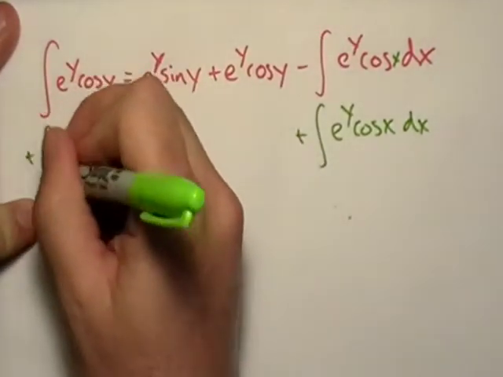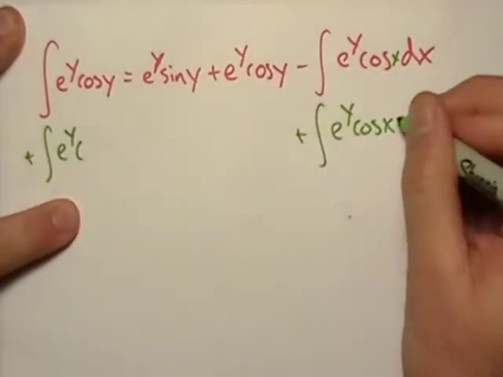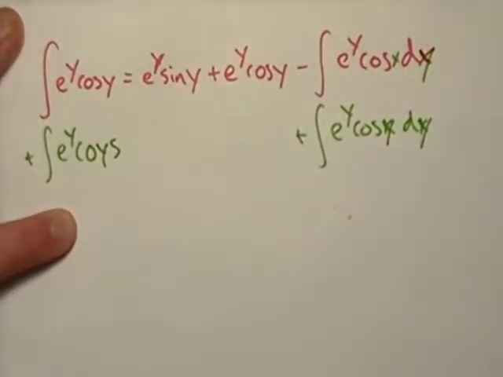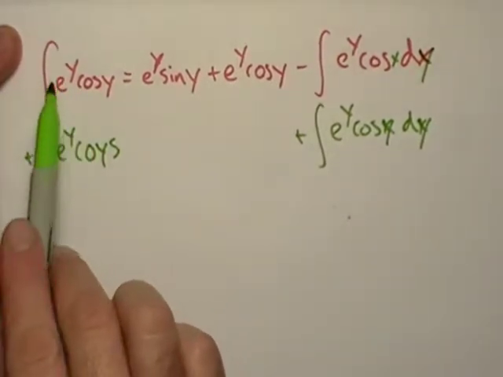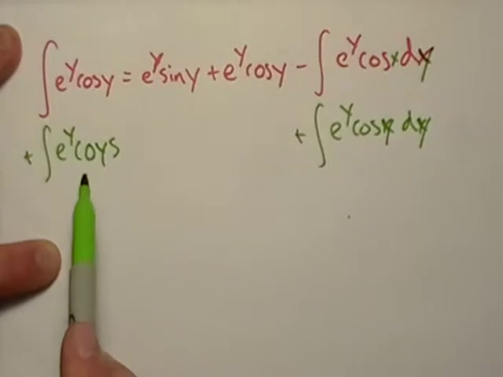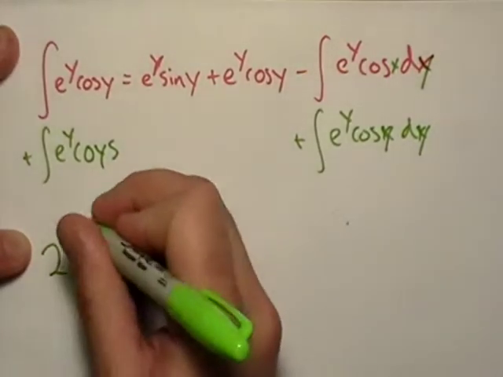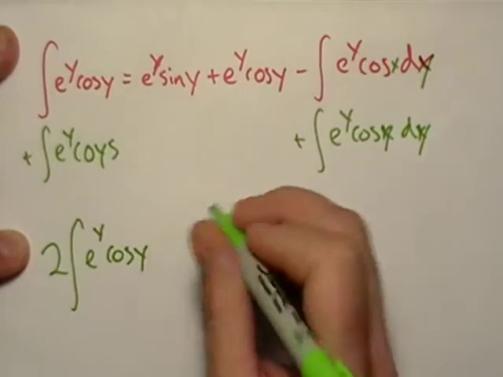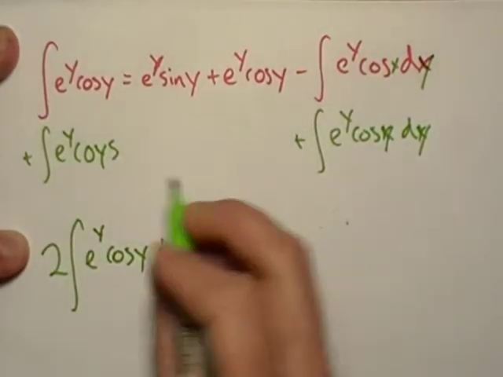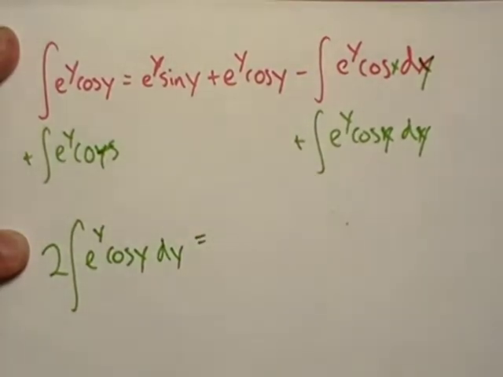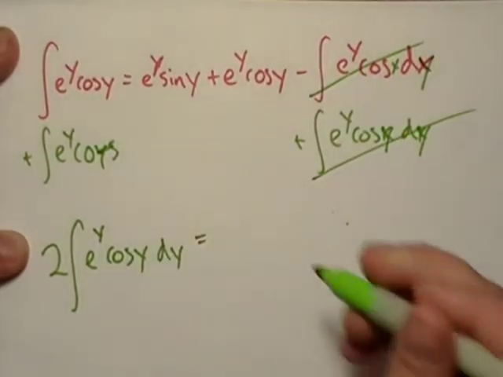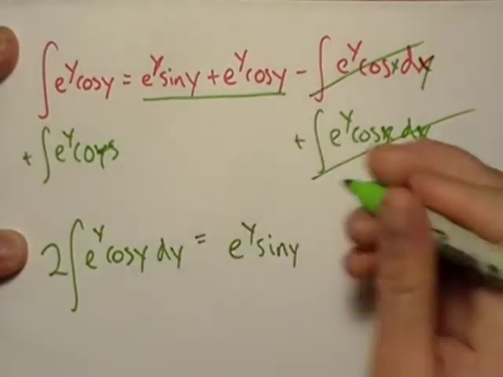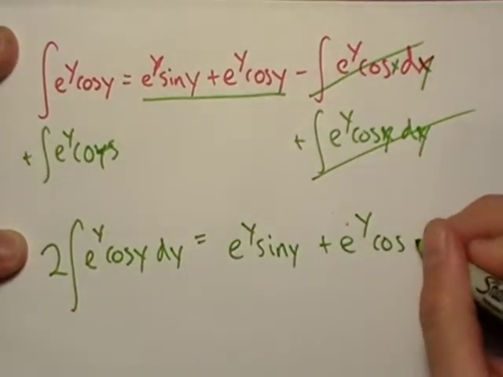So e to the y, or actually it's y, I'm sorry, cosine y. Okay, so now if I add the integral of e to the y cosine y plus e to the y cosine y, well, it's just 2 e to the y cosine y. I'm staring at this because I wrote it wrong. So okay, now these cancel out, and I'm left with, let's just write what's left over, which is going to be this part right here. That's e to the y sine y plus e to the y cosine y.